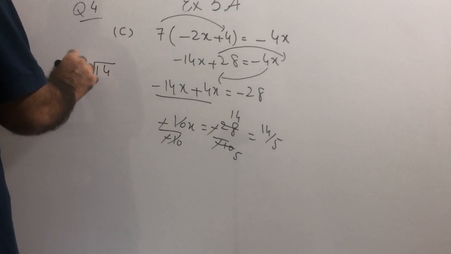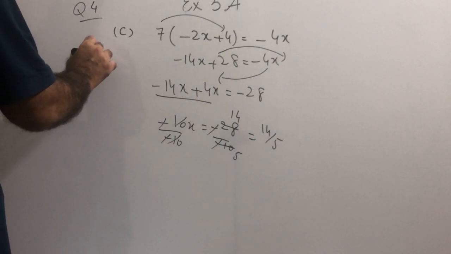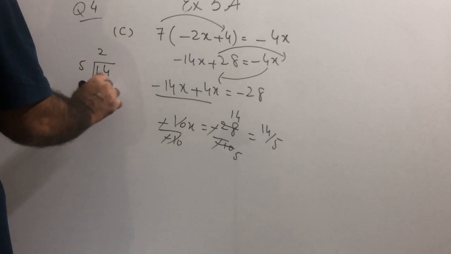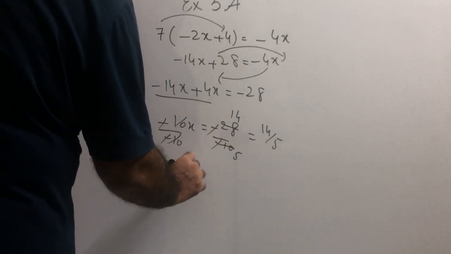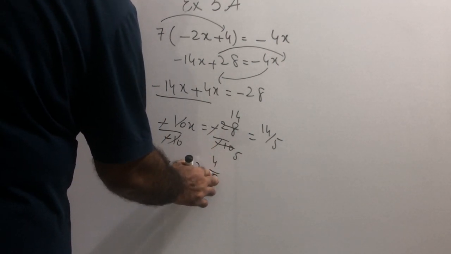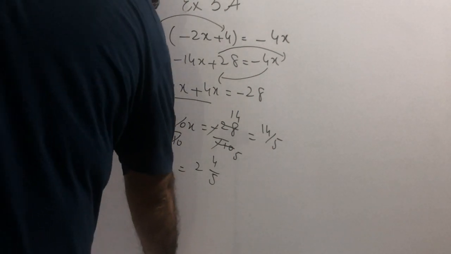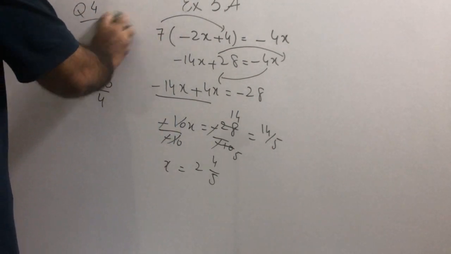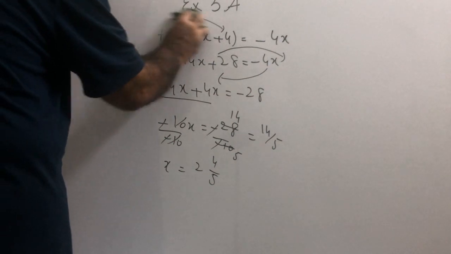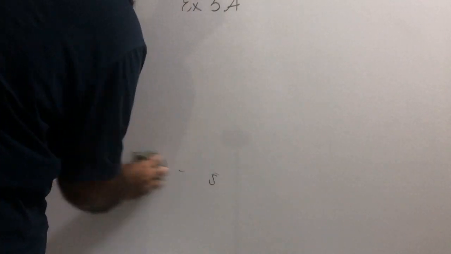Further, we can convert it into a mixed number by dividing. 5 2s are 10, remainder 4. It becomes 2 whole number 4 over 5. So this is the value of x. This is the answer. So it was very simple. So we did it easily. Now we will be doing other parts also. These are very simple.